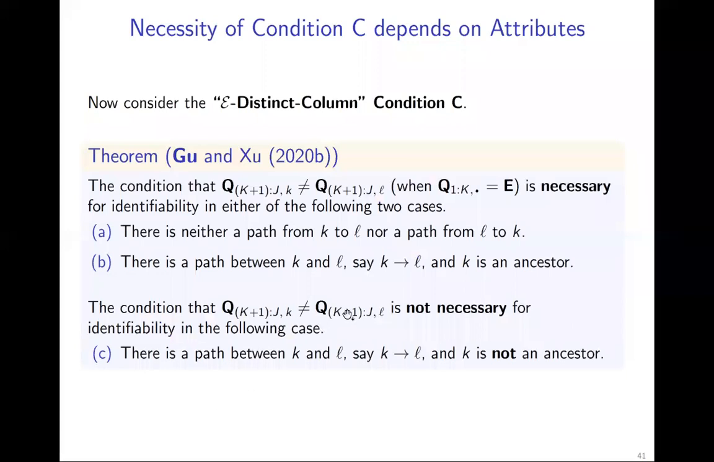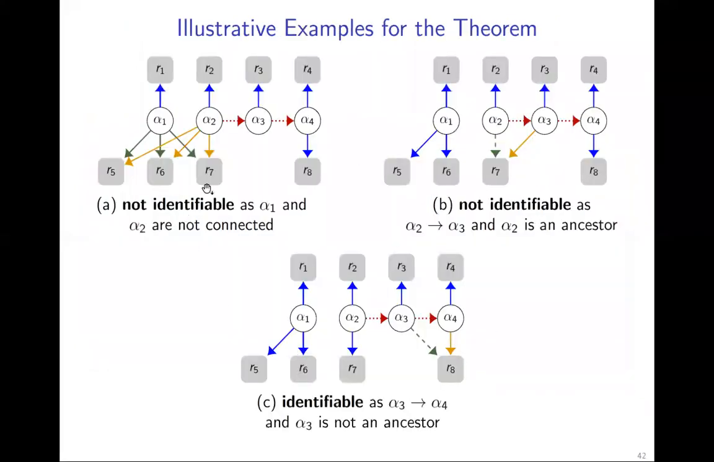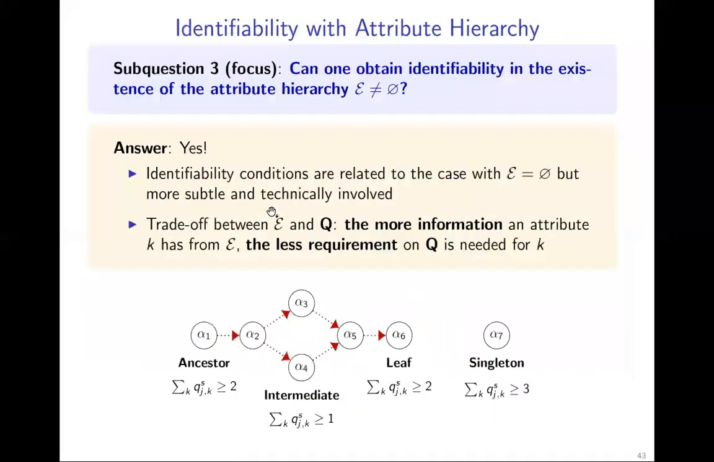And we also consider the necessity of the epsilon distinct columns condition. It turns out that this condition is not overall necessary. Instead, its necessity will depend on the relationships among the attributes. I will not go into the details here. But we also have graphical illustrations, and you can simply follow the conditions to check whether these 2 attributes have distinct columns and whether the model is identifiable based on the theory.